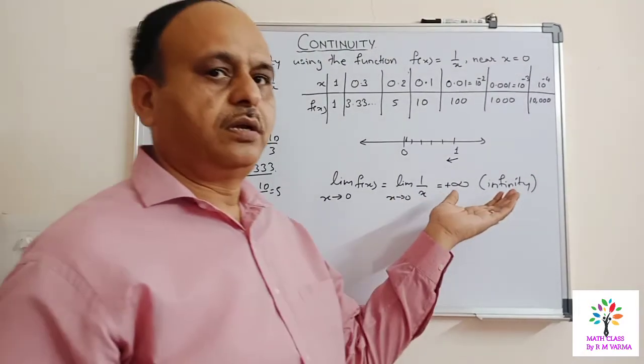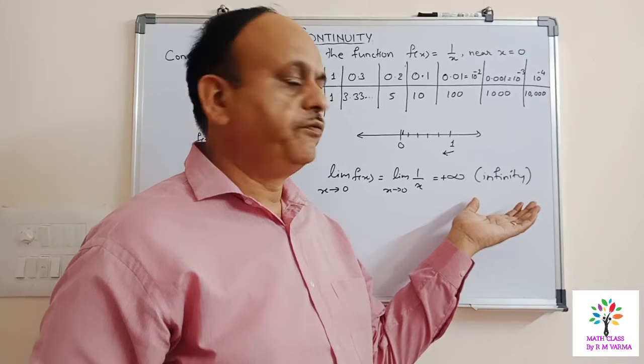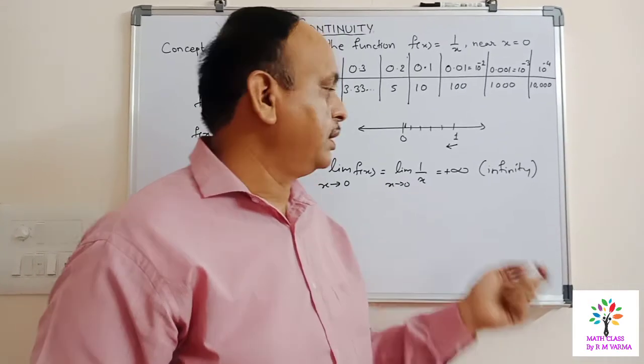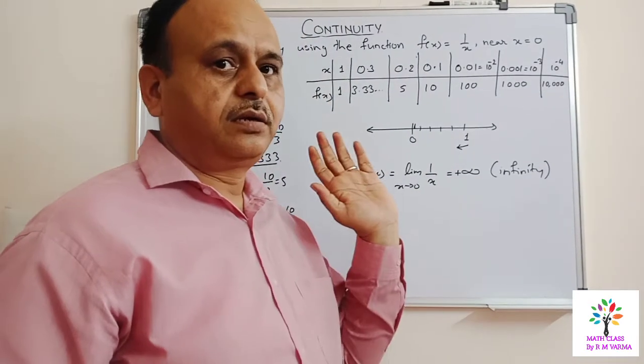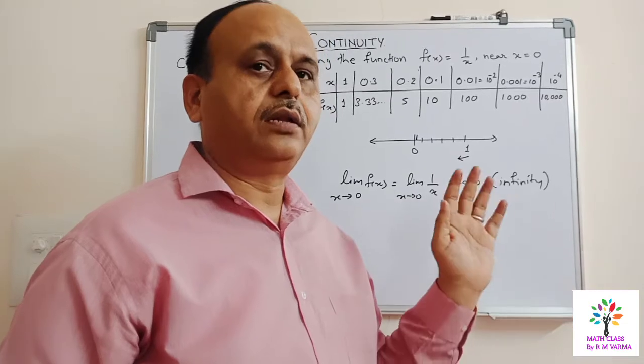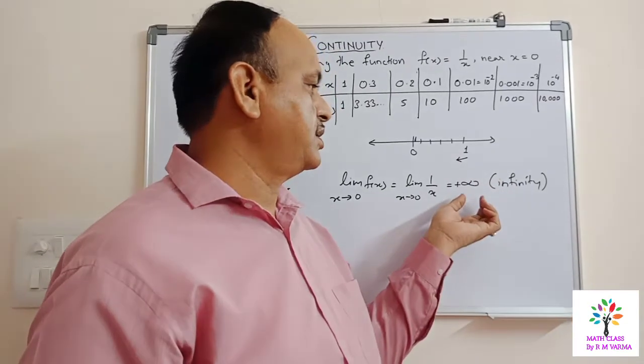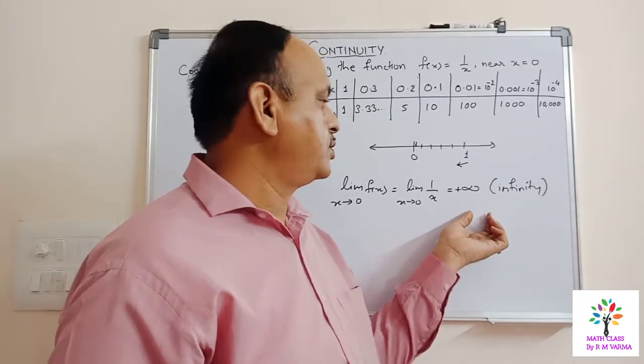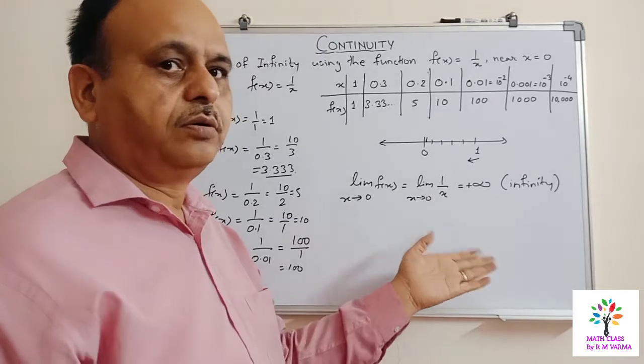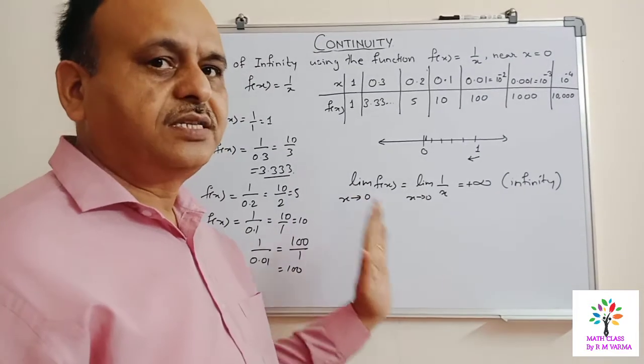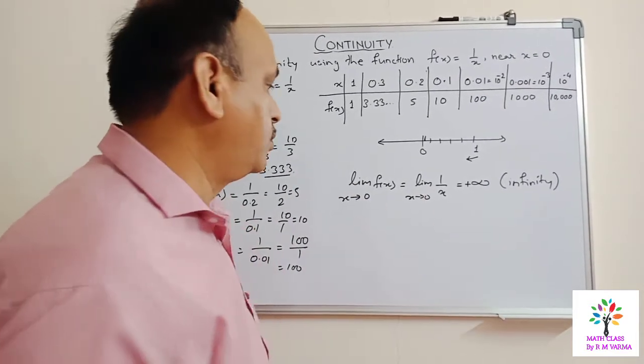Now it is not a number. It is not a real number. We cannot say it is a real number. If it is a real number, then we get a function and the continuity also. But this is not a number. So I am getting a value, but this function is not continuous at x equals 0.